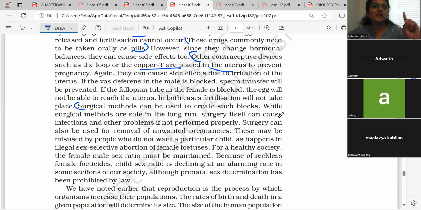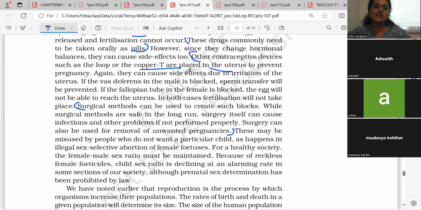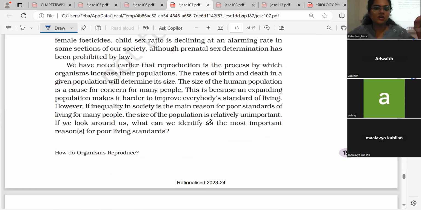What is done in vasectomy? Vas deferens is cut and tied, and that's done in males. In tubectomy, the fallopian tube is cut and tied, so that the egg does not fertilize with the sperm. Vasectomy happens in males and tubectomy in females. Those are the surgical procedures. Surgical procedures mostly do not have disadvantages, whereas the other ones, usage of devices and consumption of pills, have some disadvantages or side effects. Then about the human population, that's it.